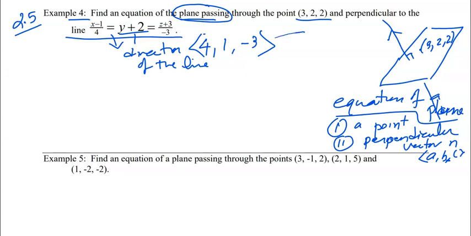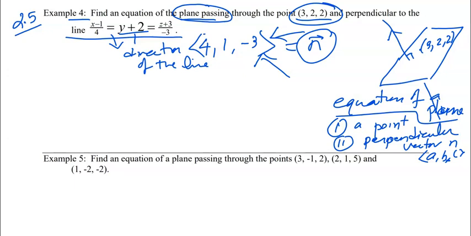So you have a direction vector which is perpendicular. This is equal to the n vector now, right? I mean, it's not a unit vector. You don't need a unit vector. This vector is perpendicular to the plane, and then you have (3, 2, 2). So you have a point.